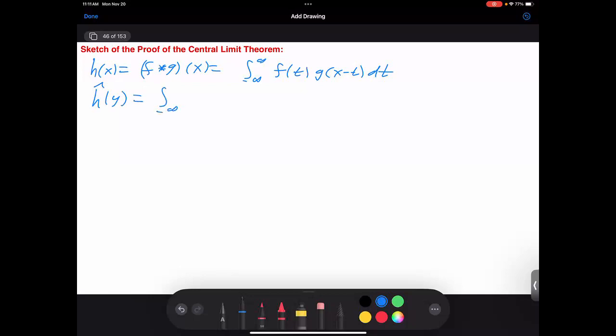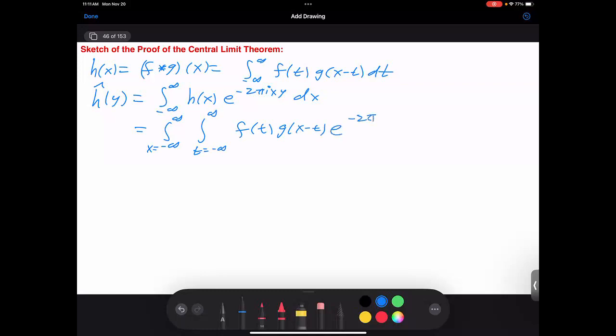So that's going to be the integral from minus infinity to infinity of h of x e to the negative 2 pi i x y dx. Now I substitute, what is h? That's going to be the integral, t goes from minus infinity to infinity, f of t, g of x minus t. I'll put the e to the negative 2 pi i x y, dt dx.